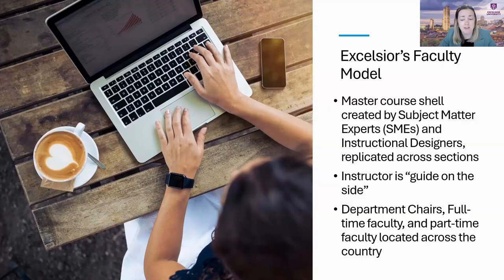And it helps us ensure consistency when, so I oversee a first year experience course that can sometimes run 40 or 50 sections every term. And we want to make sure that the students there are having a consistent course experience with similar outcomes and assignments and rubrics and all of that. So the instructor's role is a guide on the side, and we have a system where we have department chairs like Ben and myself. We have full-time faculty in various disciplines, and then we have part-time faculty who are located across the country, just like our students.